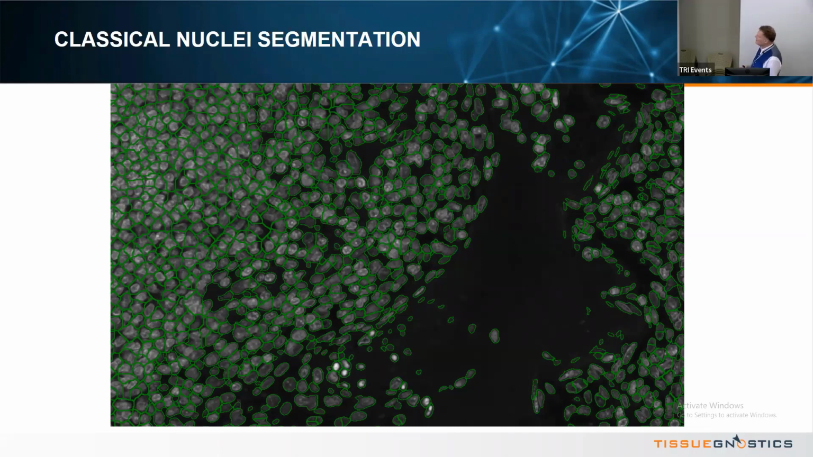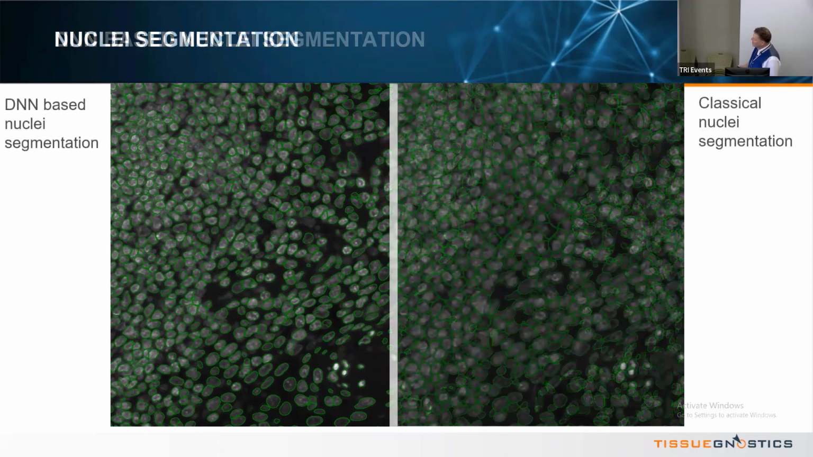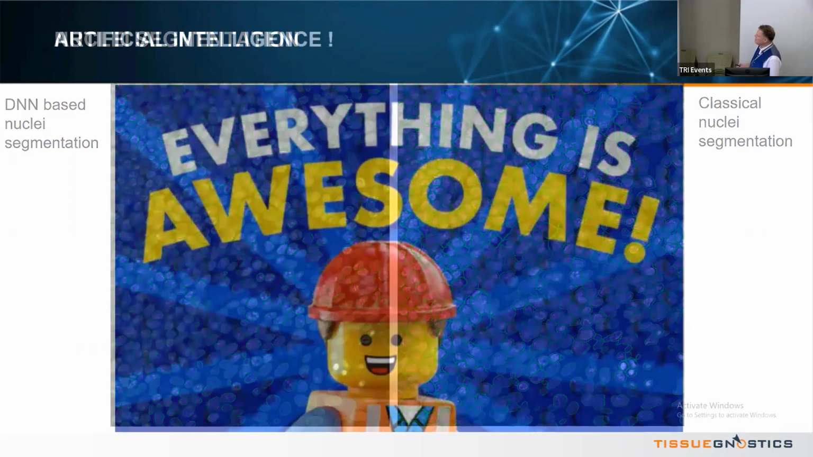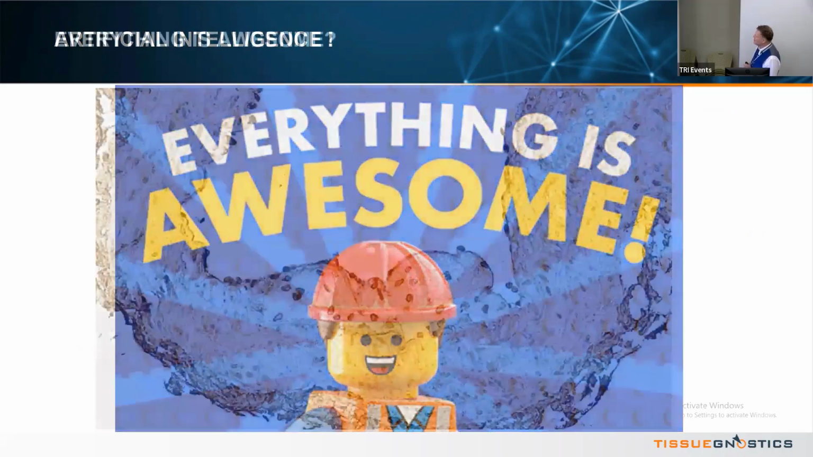So we set out to develop a deep learning based nuclear segmentation algorithm. And as you can see, the recognition accuracy of this DNN is highly superior. I'm not going to tell you the accuracy is 100%, but if we compare these two images, I think it's very clear that the deep learning algorithm is superior to the classical segmentation algorithm. When we saw these results, we were like, yeah, we did it. Like in the Lego movie, everything is awesome. And then we realized it's actually not.